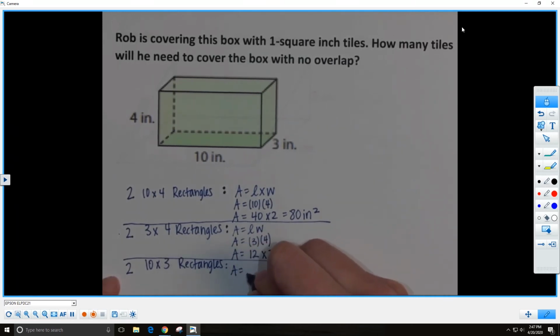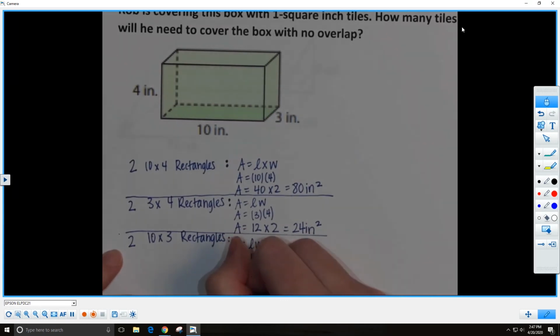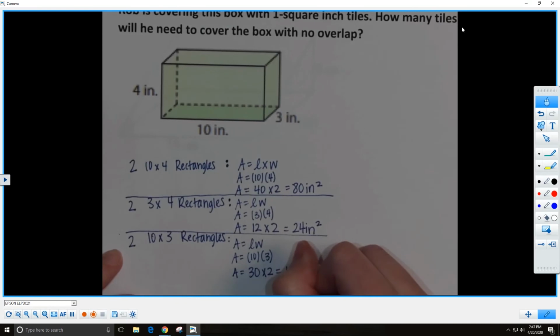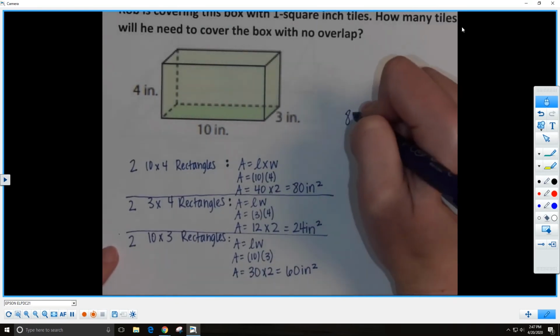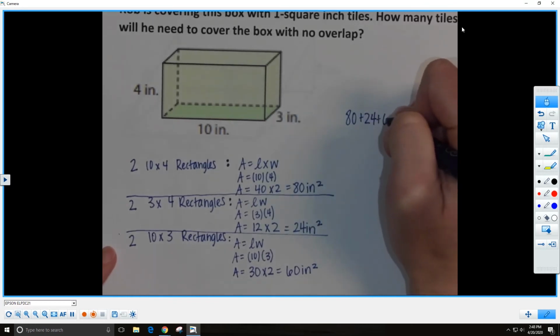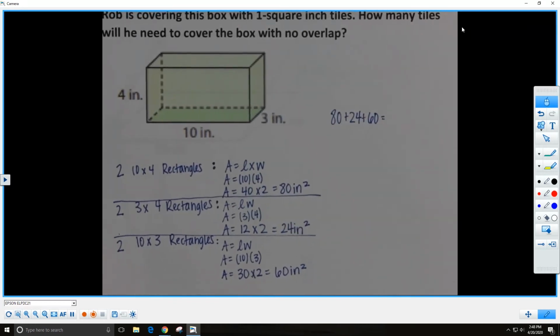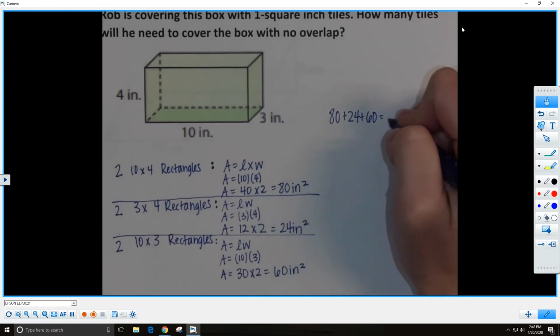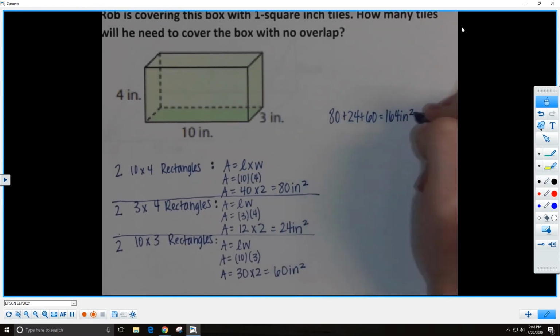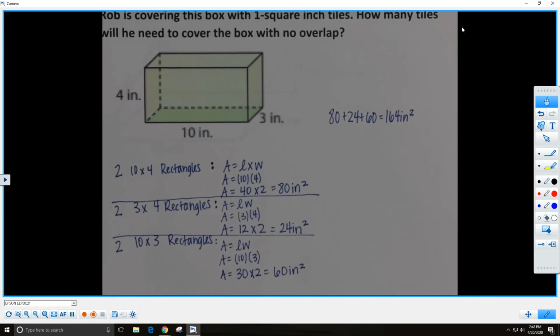And then for the last two rectangles, again, I'm using length times width. They are 10 by 3 rectangles. When I multiply 10 times 3, I get 30, but there are two of them, so they have a surface area of 60 square inches. The last thing that I need to do is to add all of those together to come up with my final surface area, which is 164 square inches. So this means that Rob will need 164 of the 1-inch square tiles to cover the box.